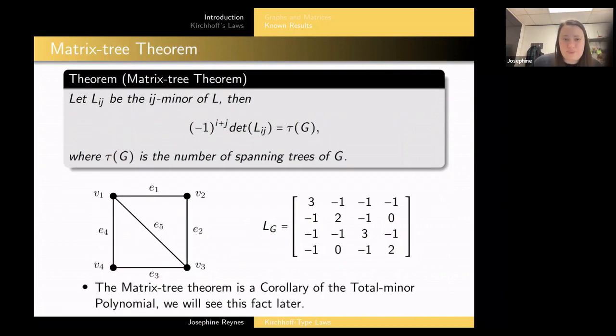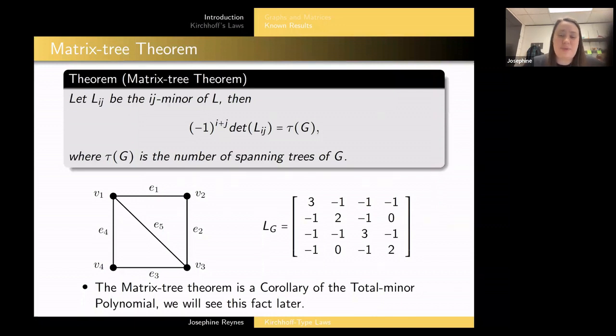Then there's also the matrix tree theorem, which is related to this as well. If you take the i,j minor of the Laplacian of a graph, and you take the appropriate sign and then the determinant of that minor, you get the tree number of the graph. So here we have that example I was looking at earlier, and its Laplacian. If I took, say, the 1,1 minor of this, you can imagine crossing out the first row and column, and I took that determinant, I would get 8, which is the total number of trees for this graph.